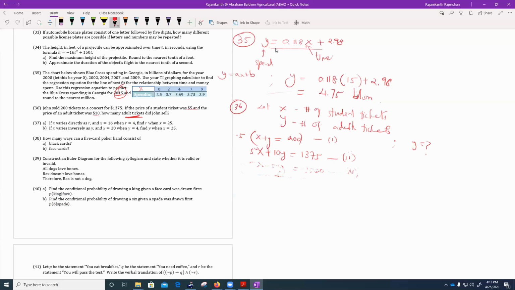Now if we add these two equations, these two will be cancelled, so you will get 5y, and 1375 minus 1000 is just 375. Okay, therefore my y answer is 375 divided by 5, that is 75, right? Therefore, we need to have 75 adult tickets. My answer.